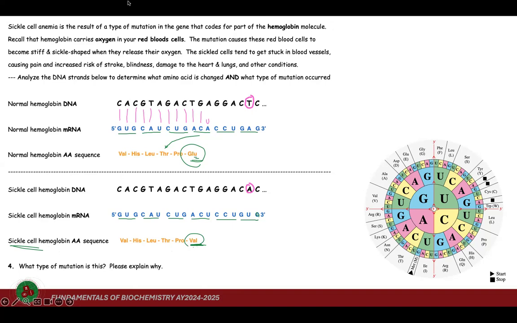Okay, so what type of mutation is this? This is what we call a missense mutation because we get a different amino acid. Or in the context of the transformation of the nitrogenous base, this is a transition mutation.